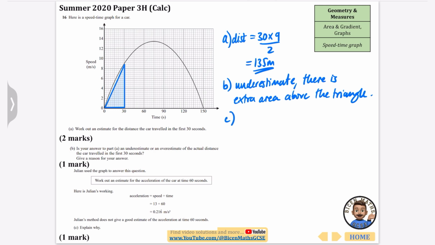Julian used the graph to answer the question. Work out an estimate for the acceleration of the car at the time 60 seconds. Here is Julian's working. He did speed times time. So he took 13, which is the speed, and he divided by the time, which is 60. Julian's method does not give a good estimate for the acceleration at time 60 seconds. Explain why. He should have drawn, like we've done in all these previous questions, what I've just gestured. He should have drawn a tangent. So I'm going to say he should have drawn a tangent at t equals 60 and worked out its gradient.